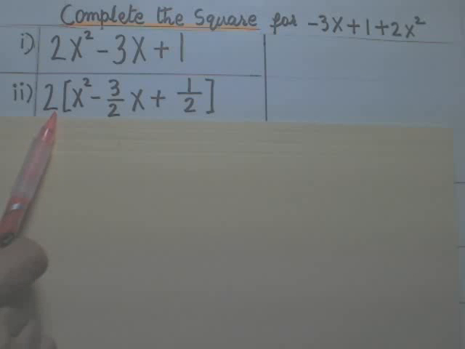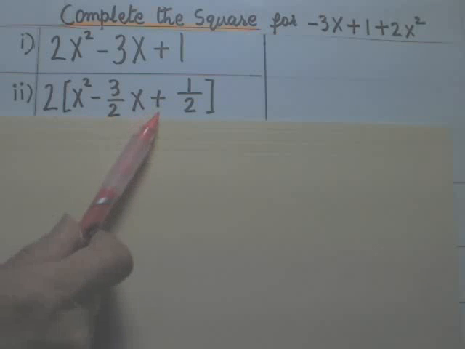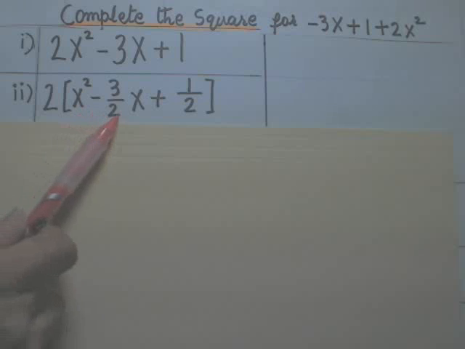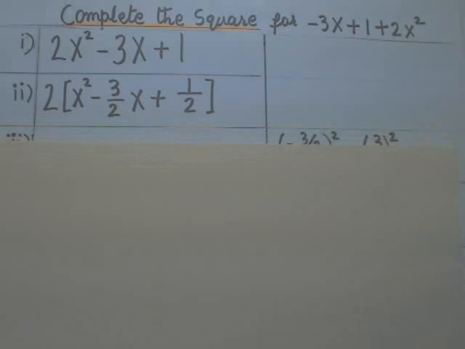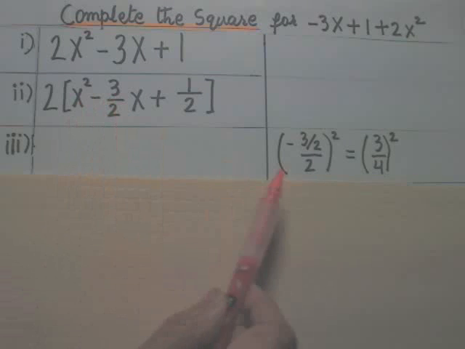2 times the quantity x squared minus 3 over 2x plus 1/2. In the third step, we will take the coefficient of x, which is negative 3 over 2, divide it by 2 and square it. This part of your work you should do on the side so as not to clutter up the main body of your work. The coefficient of x, right there, divided by 2 and square it. That gives you the square of 3/4.